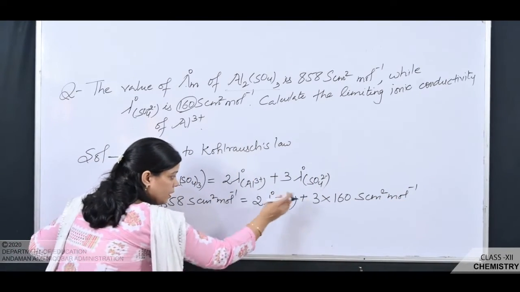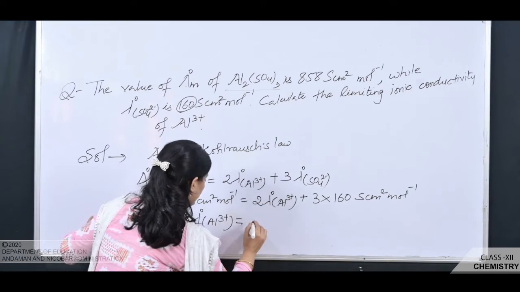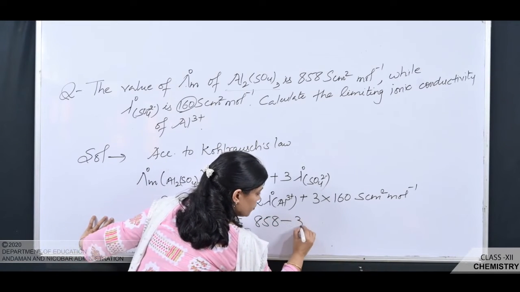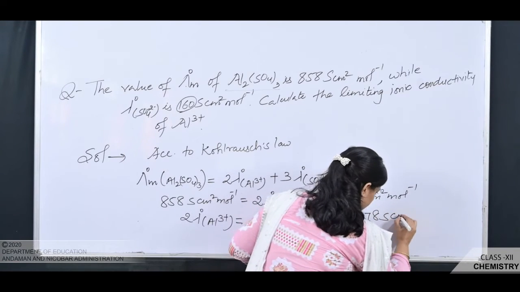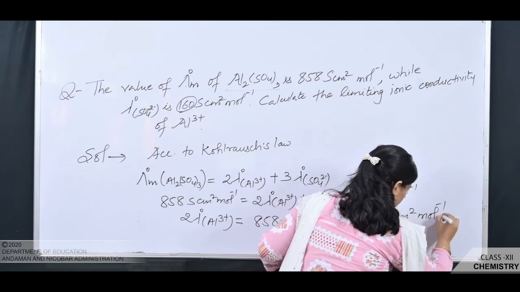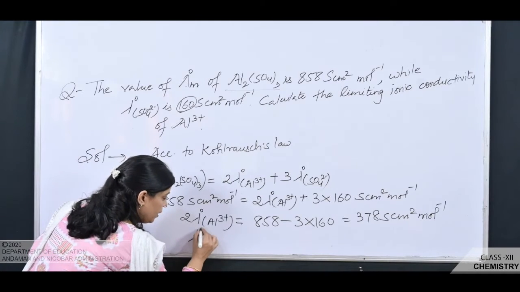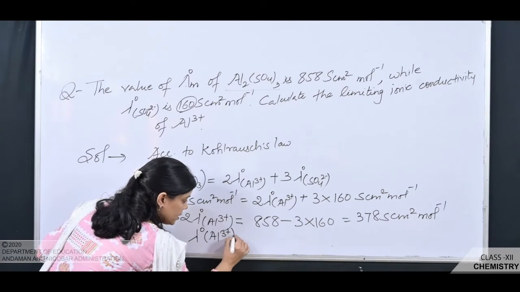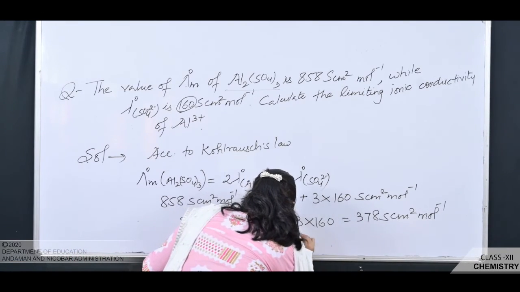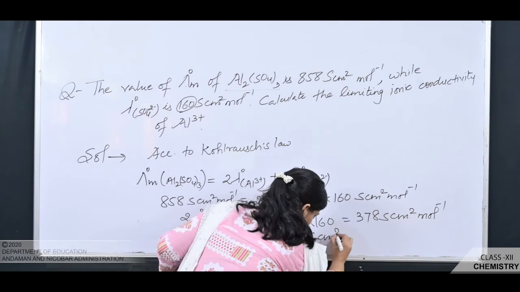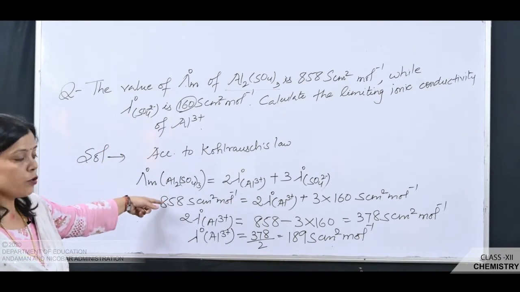Now shifting this, 2 times the limiting molar conductivity of Al3+ is equal to 858 minus 3 into 160, and that is equal to 378 Siemens cm square mole inverse. This is 2 times the limiting molar conductivity of aluminium. So the limiting molar conductivity for Al3+ is equal to 378 divided by 2, that is equal to 189 Siemens cm square mole inverse. So children, this is the solution of this problem.